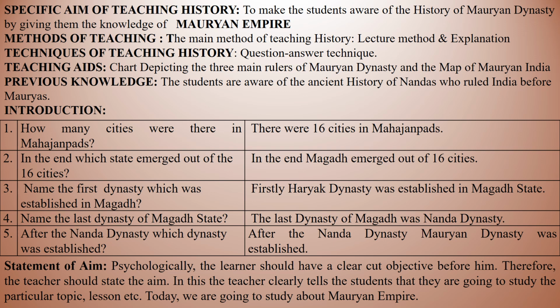If the students answer this problematic question, their teacher will proceed to the statement of aim, saying, yes, today we will be studying the topic on Mauryan dynasty. If the students are unable to answer this question, the teacher will himself or herself give the answer and proceed to the statement of aim. The next is the statement of aim, which is necessary because psychologically the student should have a clear-cut objective before him so that he can strive to achieve that aim. Therefore, the teacher should clearly tell the students that they are going to study the topic Mauryan Empire.